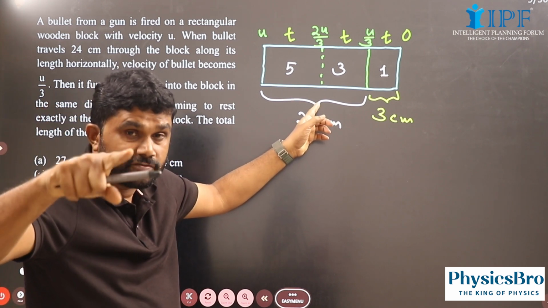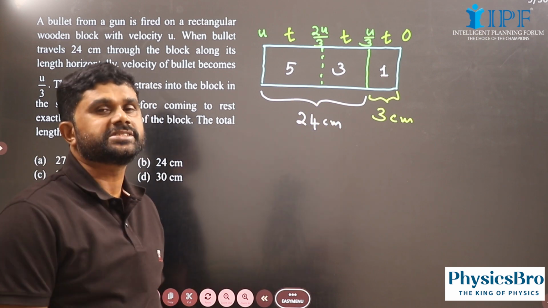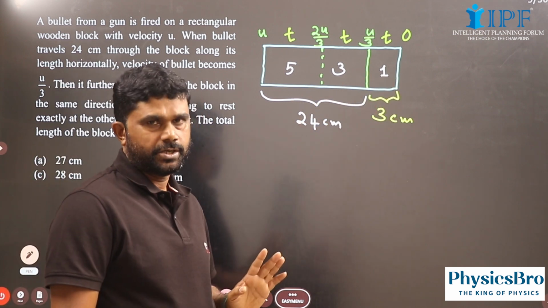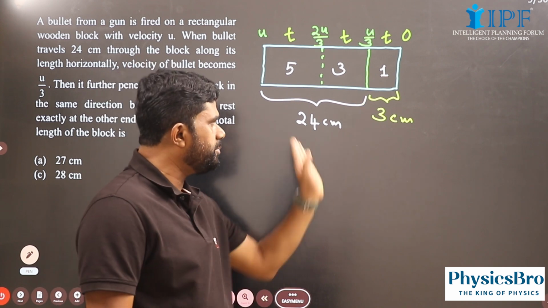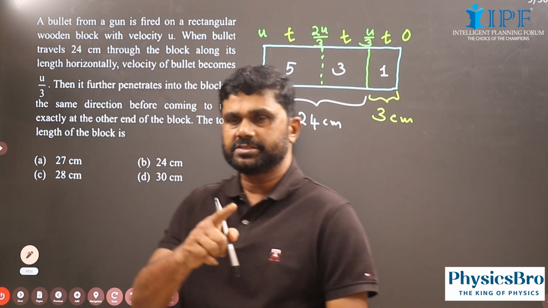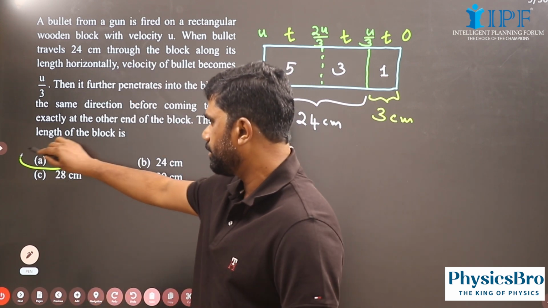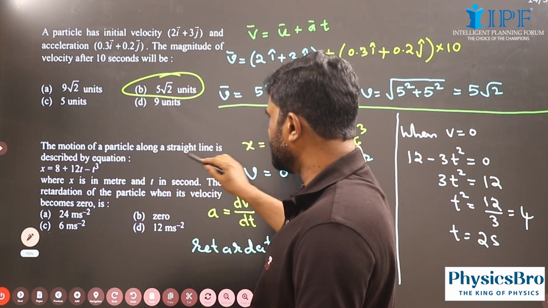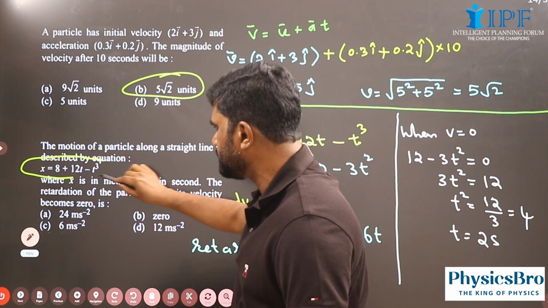So each part will be 24 by 8, which means 3. Here we have only one part, so it is 3. So the total thickness of the block will be 24 plus 3, that is equal to 27. Okay, this one. The motion of a particle along a straight line is described by this equation.